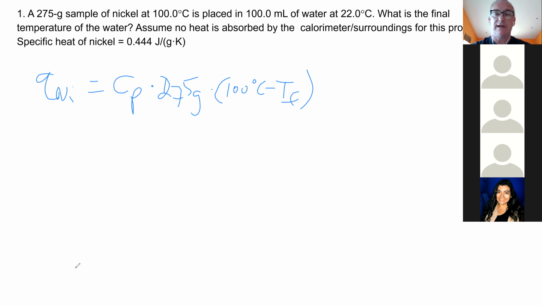So that's also going to equal minus Q water, right? One is the opposite of the other. And that's going to equal the specific heat of the water times 100 grams times, and now this is where the tricky part comes in, the final temperature minus 22 degrees. Let me move this out of the way. Minus 22.